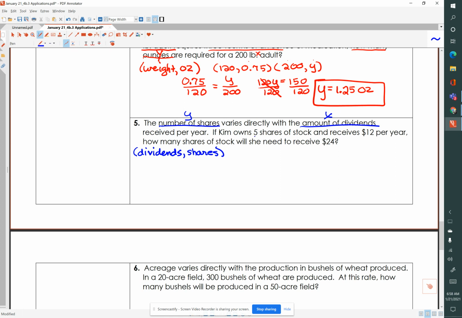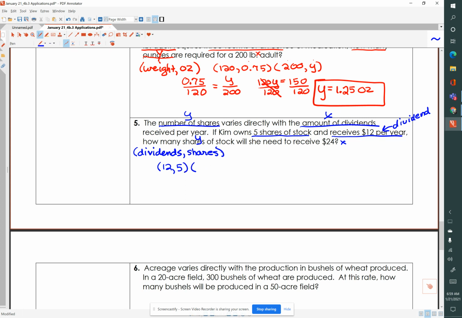Now, if Kim owns 5 shares of stock and receives $12 per year, that's her dividend. This is the dividend. That might not be clear to you. You haven't learned about stocks yet. But the $12 a year is her dividend. How many shares of stock will she need to receive $24? So how many shares of stock is our Y, and 24 is our X in our second ordered pair. So let's set this up. We have $12 per year as our Y value for 5 shares of stock.